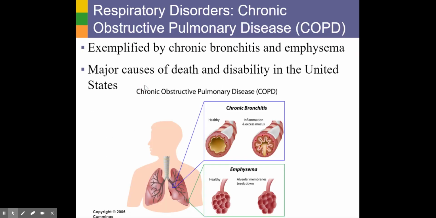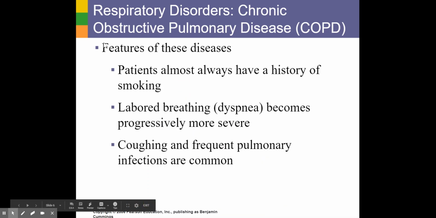Another one that we see is chronic obstructive pulmonary disease, or what's referred to as COPD. This is exemplified by people who have both chronic bronchitis as well as emphysema. It's one of the major causes of death in the United States. And what you can see here is an excessive inflammation of the bronchiole itself as well as a breakdown of the alveolar membranes.